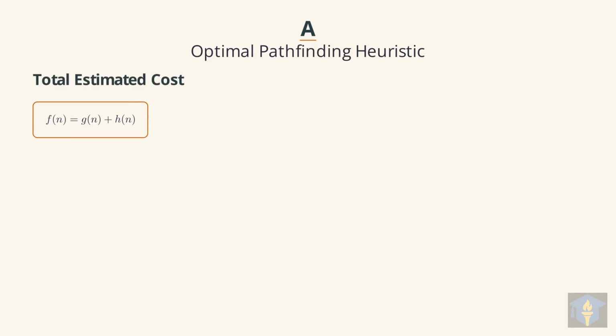Let's delve into A*, a widely used algorithm in pathfinding and artificial intelligence. A* is known for its optimal pathfinding heuristic, ensuring efficient and best possible routes. The core of A* involves calculating the total estimated cost to reach the goal. This cost is represented by the formula f(n) = g(n) + h(n).